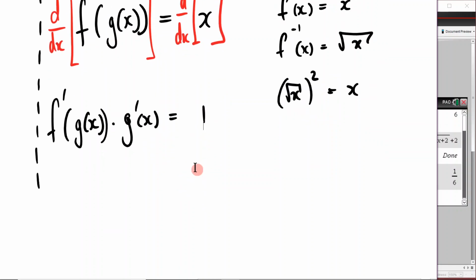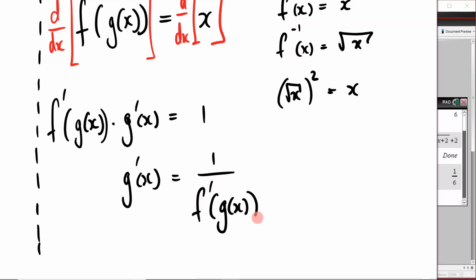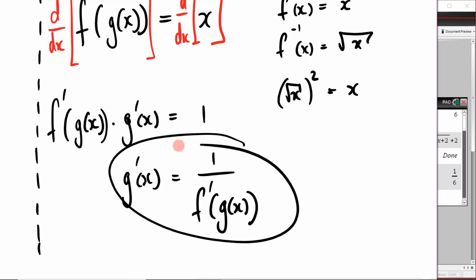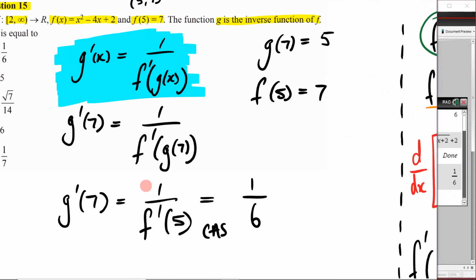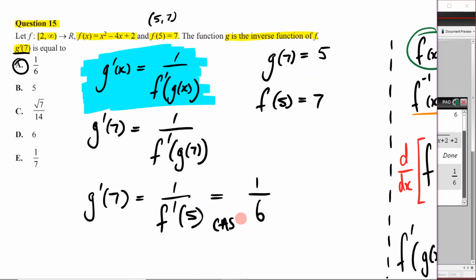From there, I can simply divide both sides by this, which is going to leave me with 1 over f dash of g of x. So as you can see here, the derivative of my inverse is going to be equal to 1 over the derivative of my function at g of x. And this right here is what we saw over there. Whew. So that's where it comes from. So this is finding the derivative of an inverse.